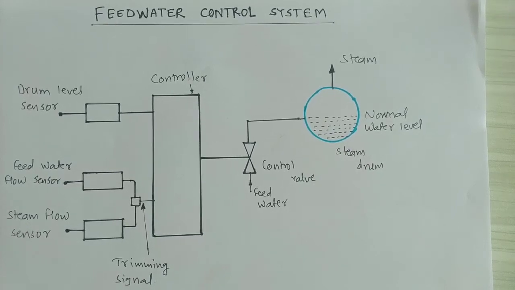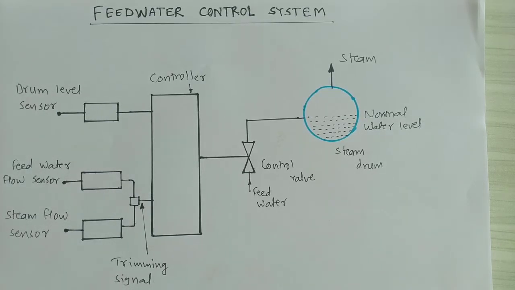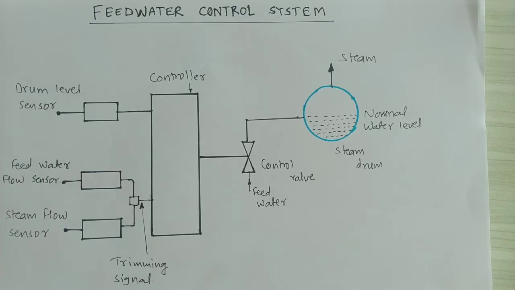Hello students, today we discuss the feed water control system in steam power plants. The feed water control system is a very important system in steam power plants. It is used to control the flow of feed water, and that's why the flow of steam, to meet the load demand by the turbine.